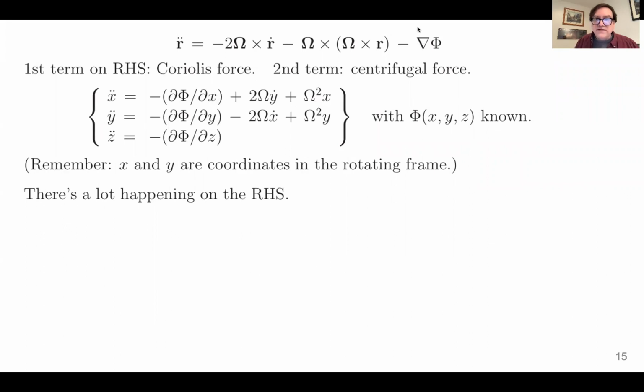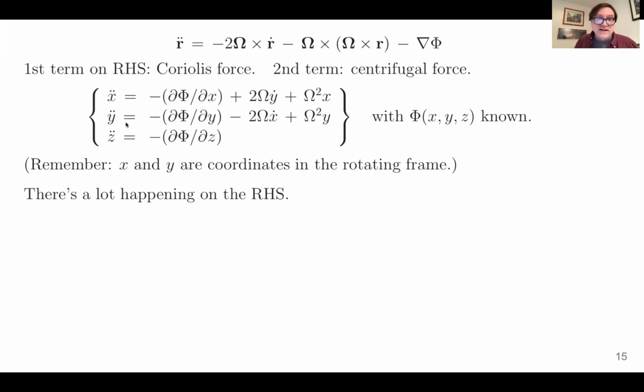I put the gradient of the gravitational potential first. Then there's the Coriolis term that involves x dot and y dot, and the fact that the x equation has the y dot and the y equation has the x dot. If you've ever played around with the Coriolis force, it's a very twisty, turny thing that, if you're talking about motions in this direction, the force is in some other direction. It's a little counterintuitive. The centrifugal force is a little easier conceptually to deal with.